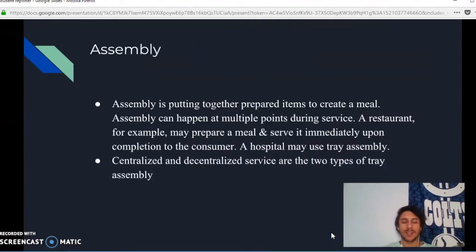Assembly. Assembly is putting together prepared items to create a meal. Assembly can happen at multiple points during service. A restaurant, for example, may prepare a meal and serve it immediately upon completion to the consumer, whereas a hospital may use tray assembly. There are two types of tray assembly: centralized and decentralized.